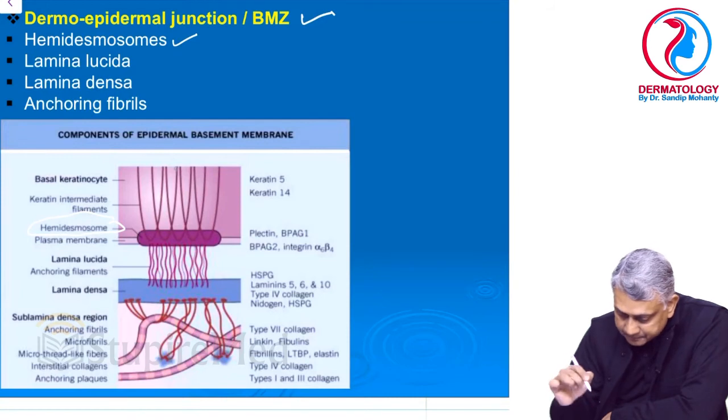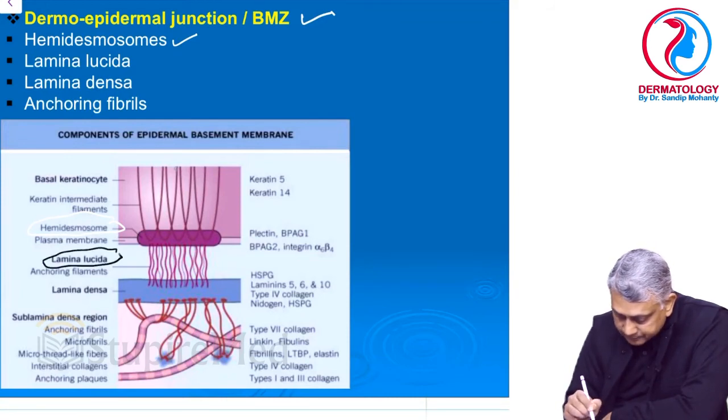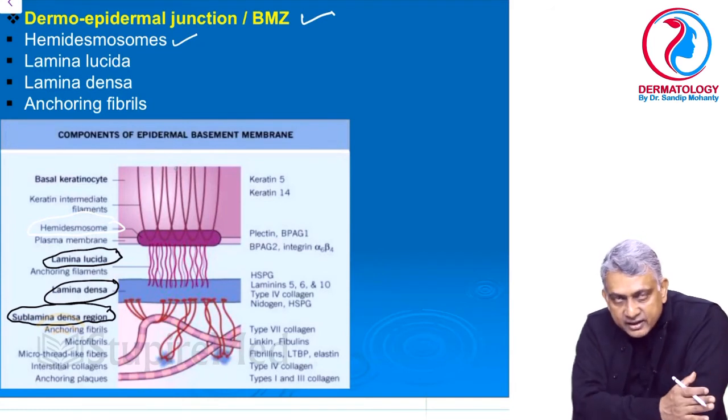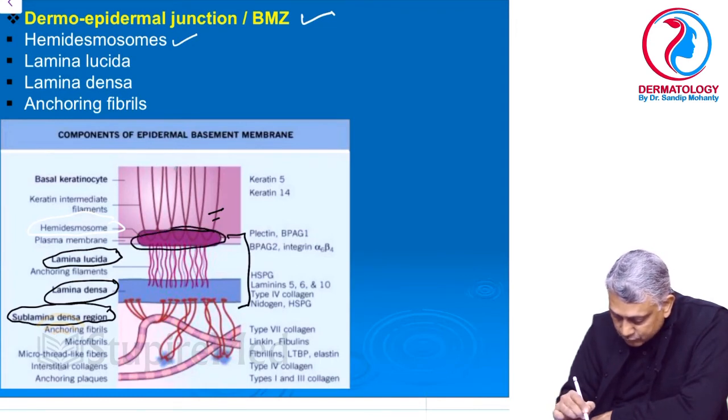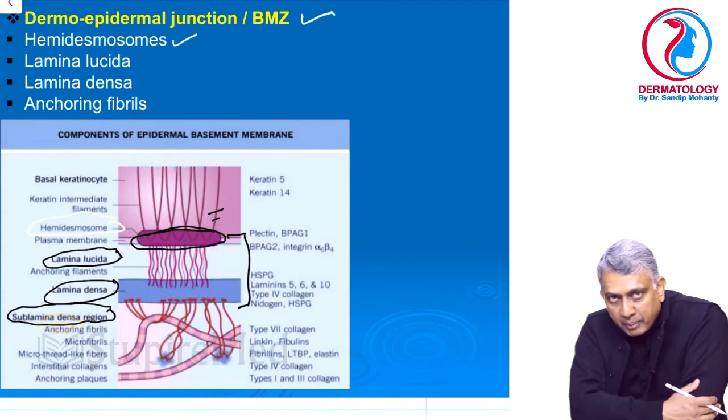Then you have lamina lucida, lamina densa, and sublamina densa region or anchoring fibrils. So these are the layers or composition of dermoepidermal junction: hemidesmosomes, lamina lucida, lamina densa, and anchoring fibrils. Hemidesmosomes are the plate which attaches these basal keratinocytes to dermoepidermal junction. These are basal keratinocytes, this is the dermoepidermal junction, and the hemidesmosome binds the basal keratinocytes to the dermoepidermal junction.